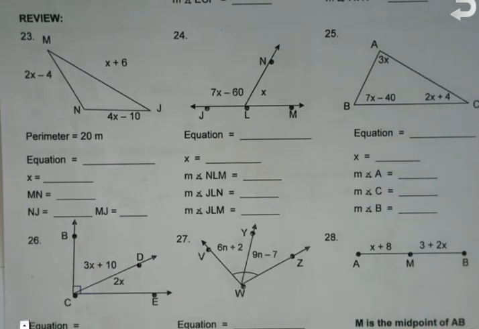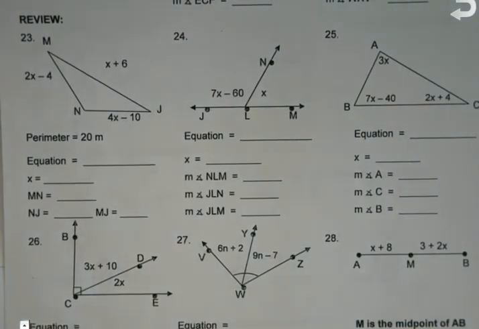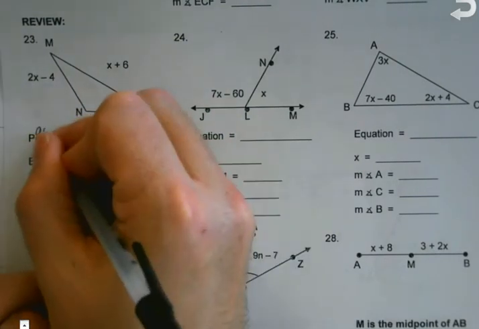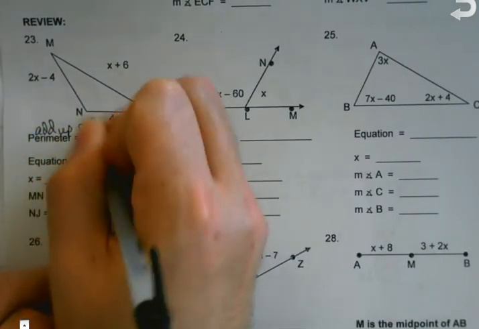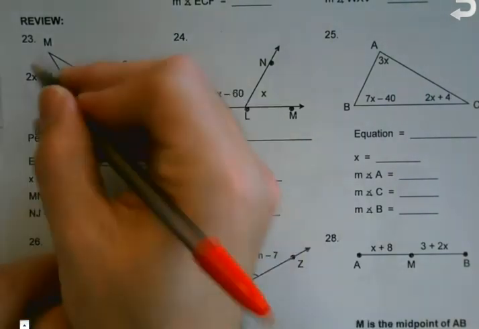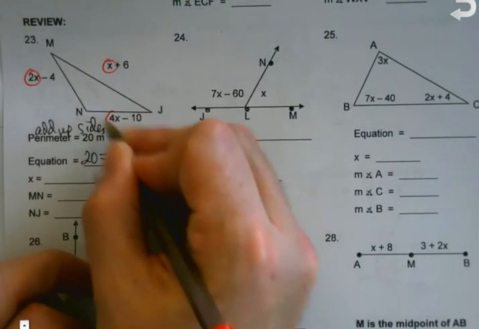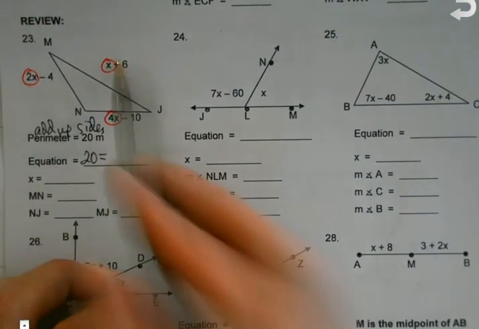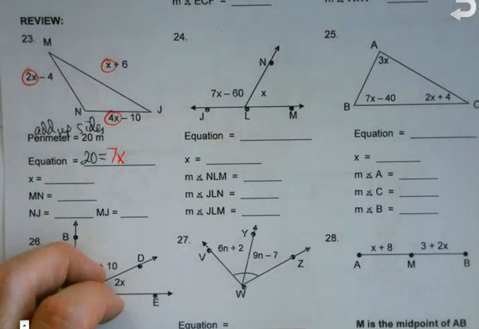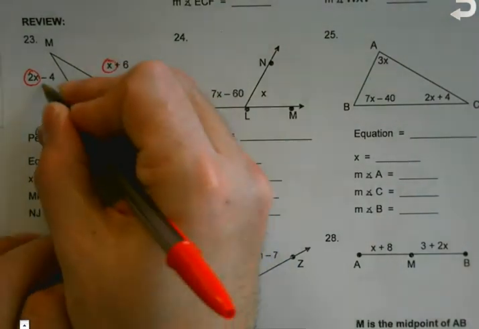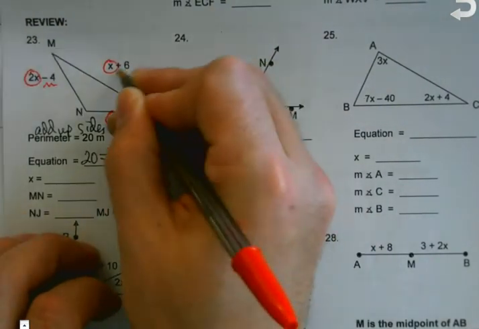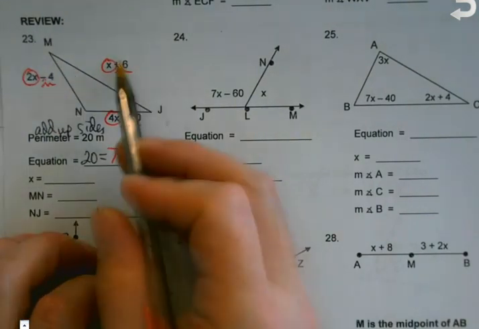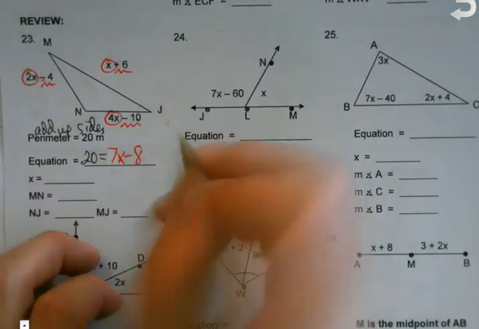23. Perimeter. So perimeter equals me adding up all the sides. So here's what I'm going to do. I'm going to save myself a step. I'm going to combine my like terms right away. So 4 and 2 and 1 are 7. Negative 4 and negative 10 is negative 14. Plus 6 is negative 8.